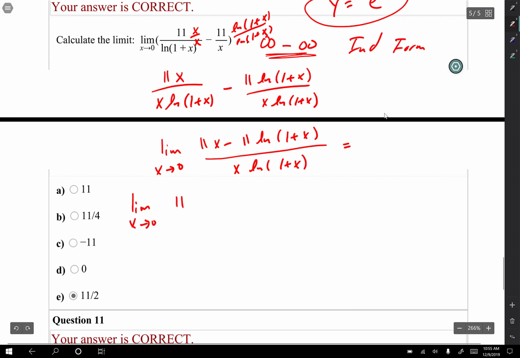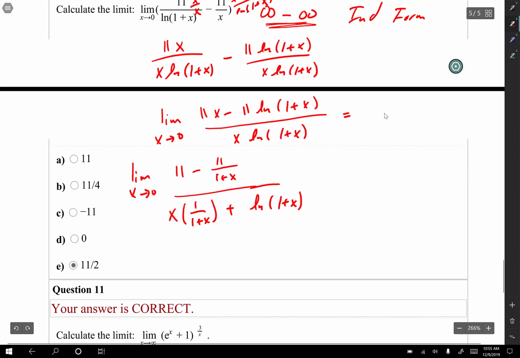And then the derivative of this guy here is going to be 11 over 1 plus x, all over... and I'm going to have to do product rule here, guys. First times derivative of the second, 1 over 1 plus x, plus second, ln of 1 plus x, times derivative of the first, which is 1. So what I want to do is get a common denominator for my derivatives here.